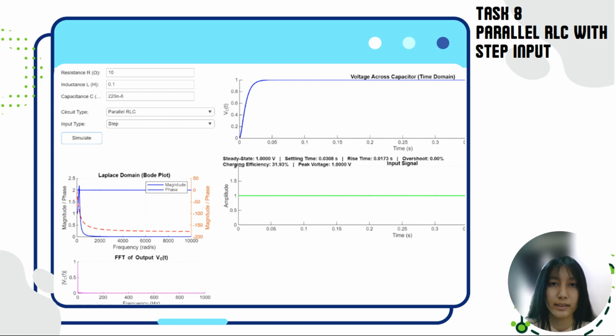The steady state is again 1 volt, the rise time is slightly higher, and the settling time is shorter than in the series RLC circuit. There is no overshoot in this circuit, showing smooth behavior. However, charging efficiency dropped to around 31% due to more energy dissipated in the resistive part. This simulation value matches closely with our theoretical calculations shown in the report. This confirms that our MATLAB models are accurate and consistent with our analytic derivation using the transfer function and Laplace method.